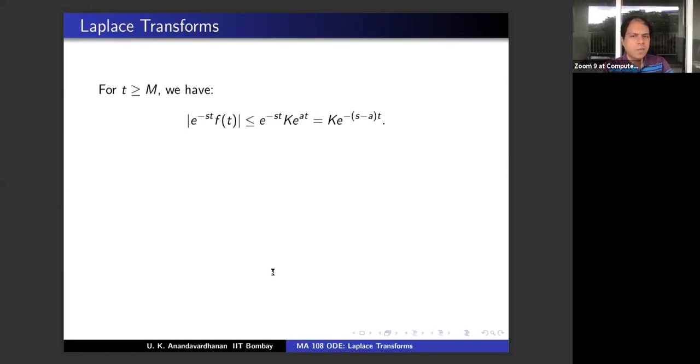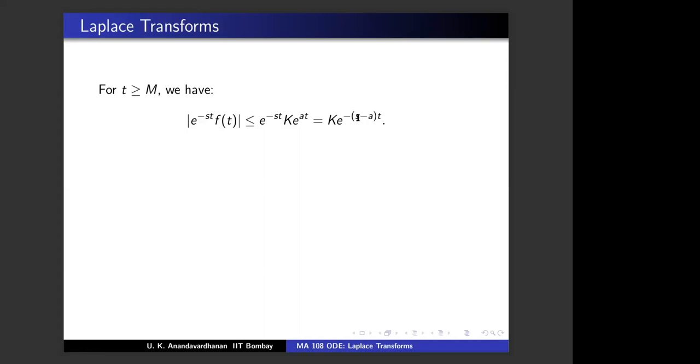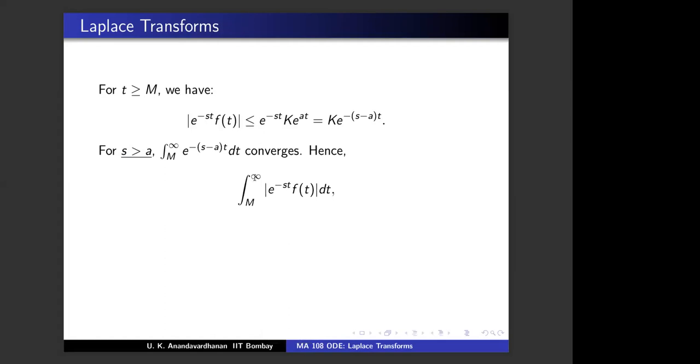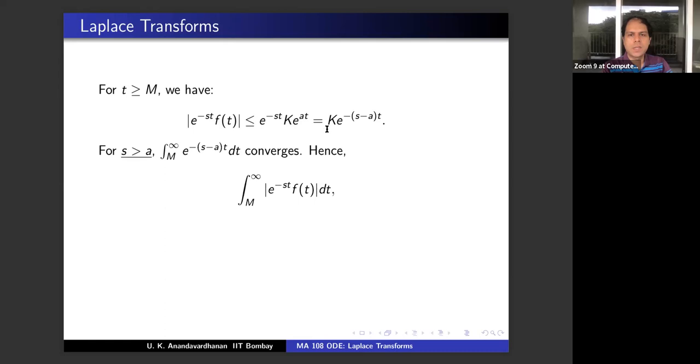And where will the integral converge now? The integral of this converges when s minus a is greater than 0, that is, s is greater than a. So I'm underlining this: for s bigger than a, this integral converges, and therefore the integral of the modulus converges, right? Because the modulus of this is less than or equal to this. If f is less than or equal to g, and if the integral of g exists, then the integral of f exists. Therefore this exists, and therefore this exists.